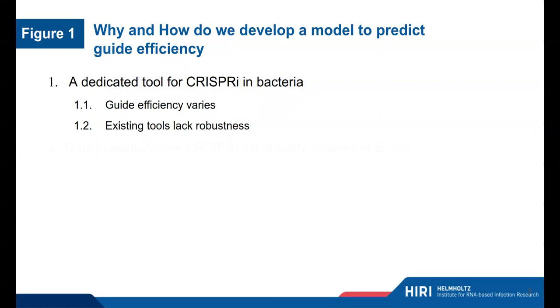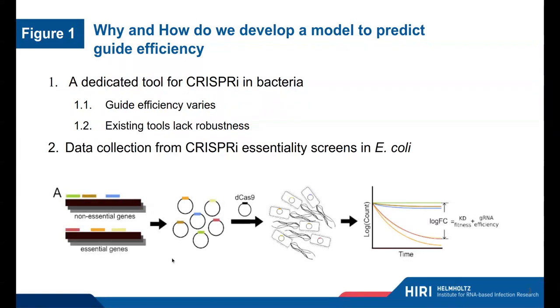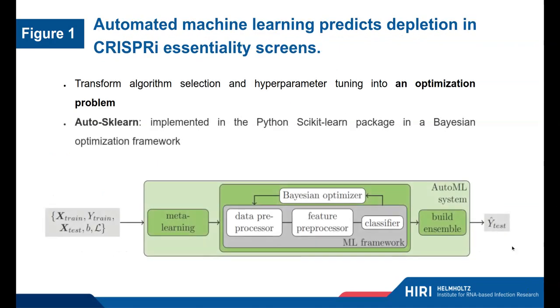To develop a dedicated tool for CRISPRi in bacteria, we collected data from CRISPRi essentiality screens and selected the guide RNAs which target essential genes as training data. In the essentiality screens, the log fold change of counts of guide RNAs compared to the start time point, which we call depletion scores, shows the effects of the combination of knockdown fitness and guide RNA efficiency. To predict the depletion in a dataset, namely E75 Rousset, we applied an automated machine learning tool, AutoSklearn.